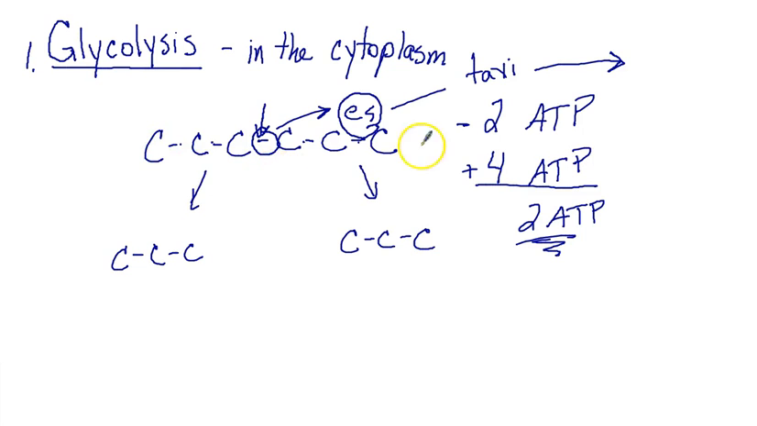But if you take a look at our original kind of linear glucose, so to say, we had 5 bonds. We broke a bond, we got some net ATP, freed up some electrons. But if you take a look at this here, we still have 4 of the 5 bonds. So the energy that was stored in glucose is still primarily in these molecules here.